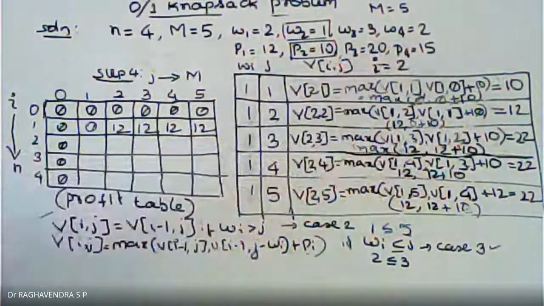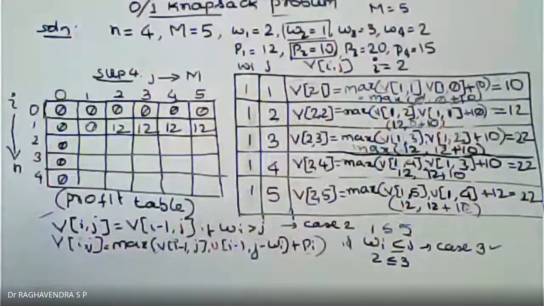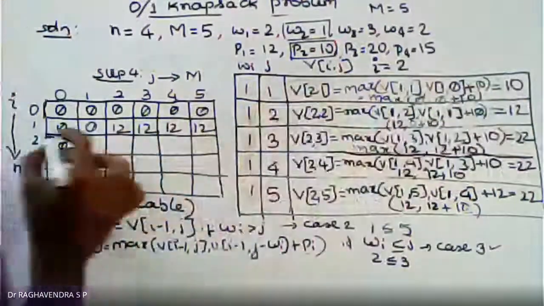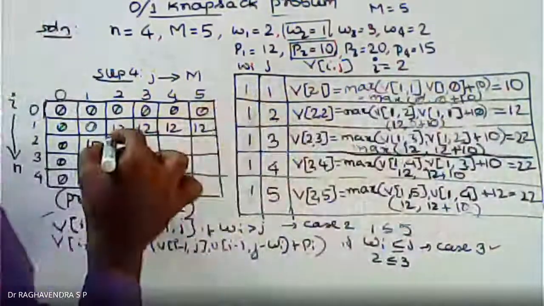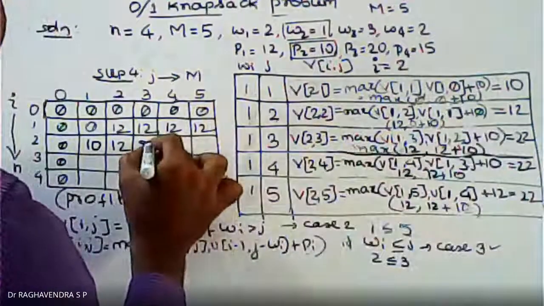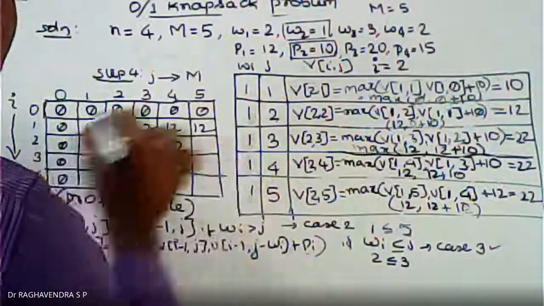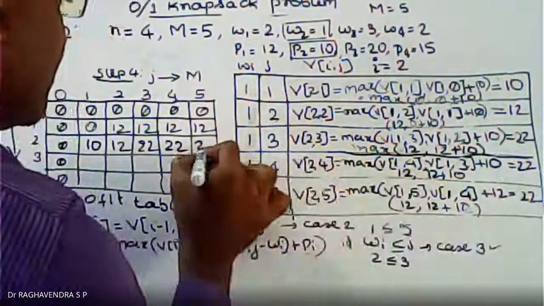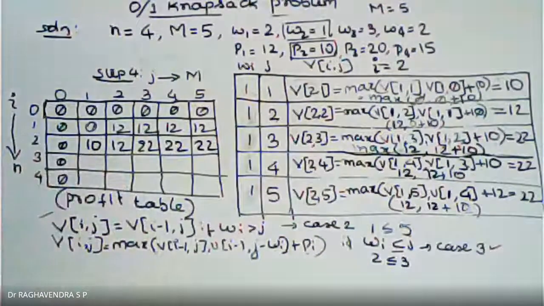Has everyone understood this table we have made? Have you understood? Yes, sir. Okay, now replace all these values. V of 2 comma 1, the value is 10. Next, 2 comma 2, the value is 12. 2 comma 3, the value is 22. 2 comma 4, the value is 22. 2 comma 5, once again the value is 20. So now the remaining 2 rows we have to fill.